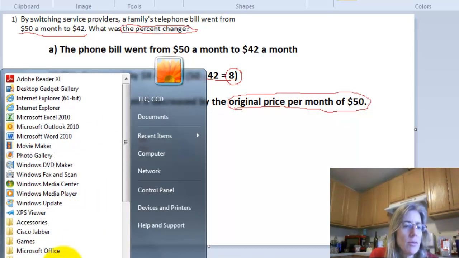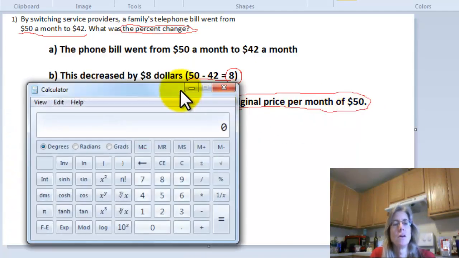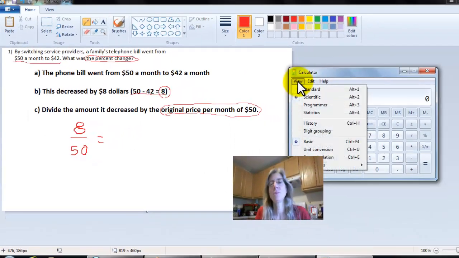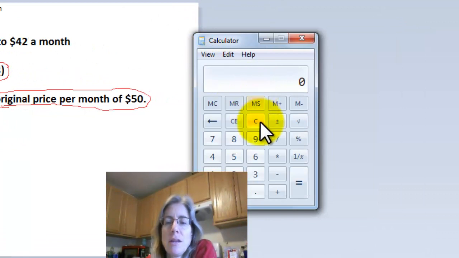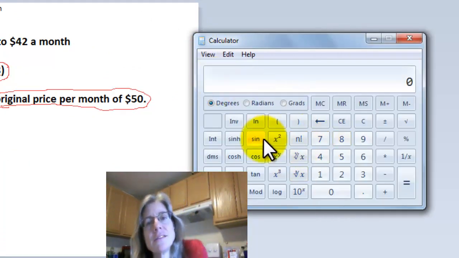Right now, I am looking for my calculator. There it is. Okay. Now, I have a scientific calculator. If you pull up your calculator on your computer, normally they look like this. But if you click View, you can go to Scientific and it expands. All right.